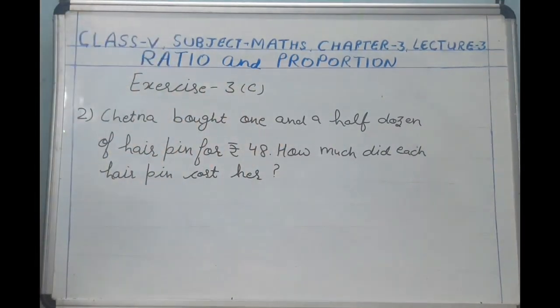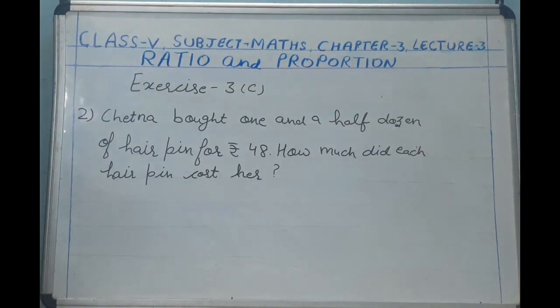Now, first of all, understand the question. Chetna bought 1.5 dozen hairpins. चेतना 1.5 dozen hairpins लेके आई, कितने की? रुपीज 48 की. How much did each hairpin cost her? तो एक हेयरपिन उसको कितने की मिली? एक हेयरपिन का कॉस्ट कितना है? Understood? So first of all, you have to understand this.